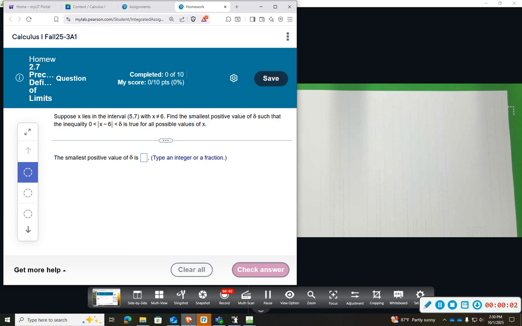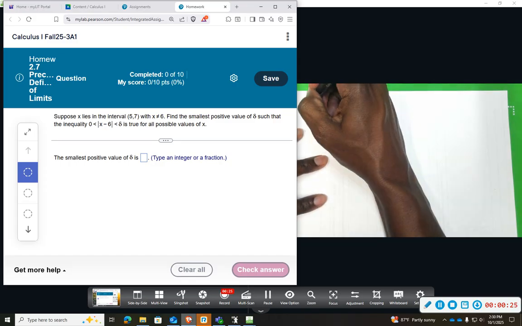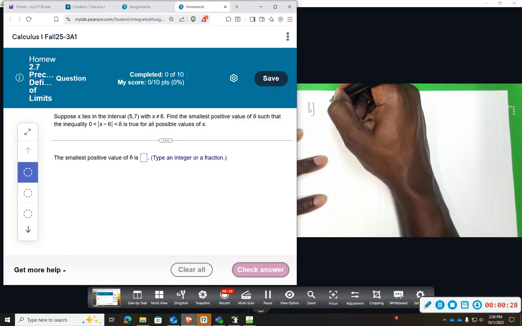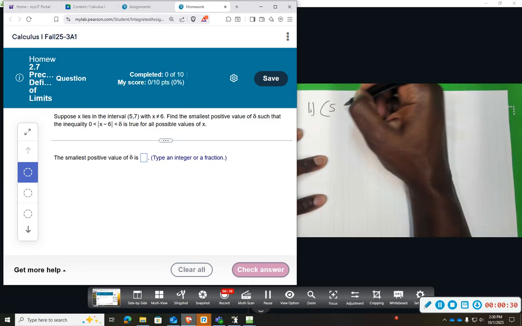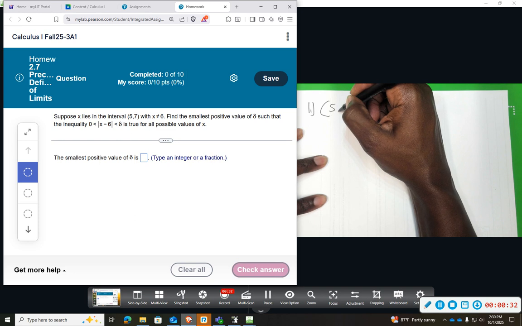All right, number one, it says suppose x lies in the interval 5 to 7 with x not equal to 6. We're going to find the smallest possible value of delta such that the inequality 0 less than the absolute value of x minus 6, which is less than delta, is true for all possible values of x. So it tells us up front that x is in the interval 5 to 7.